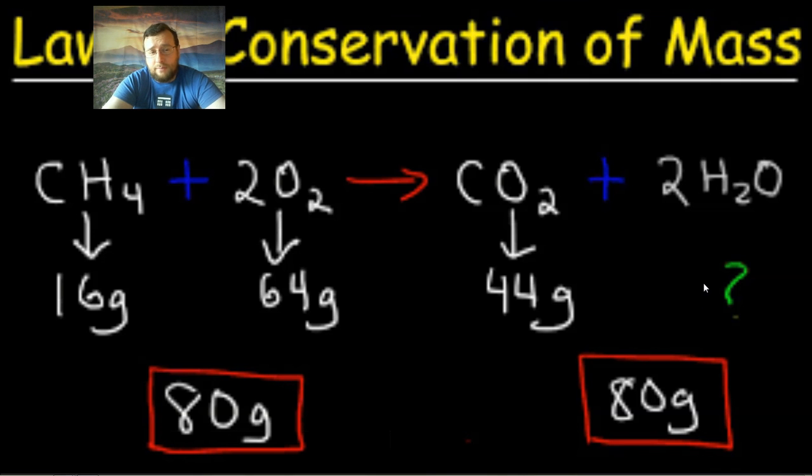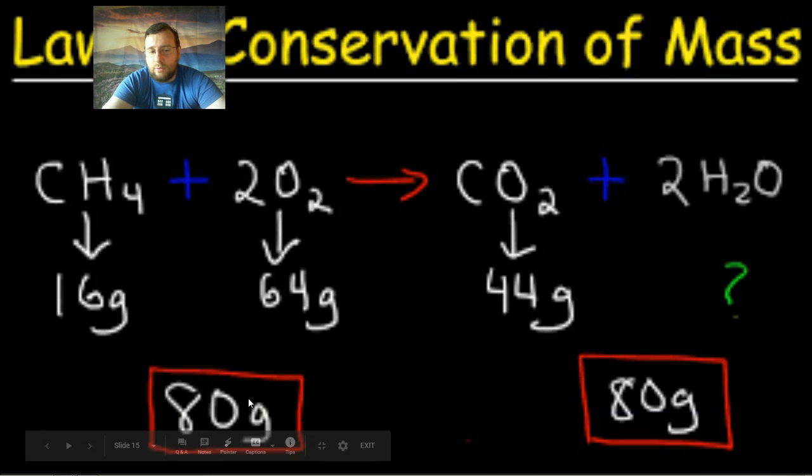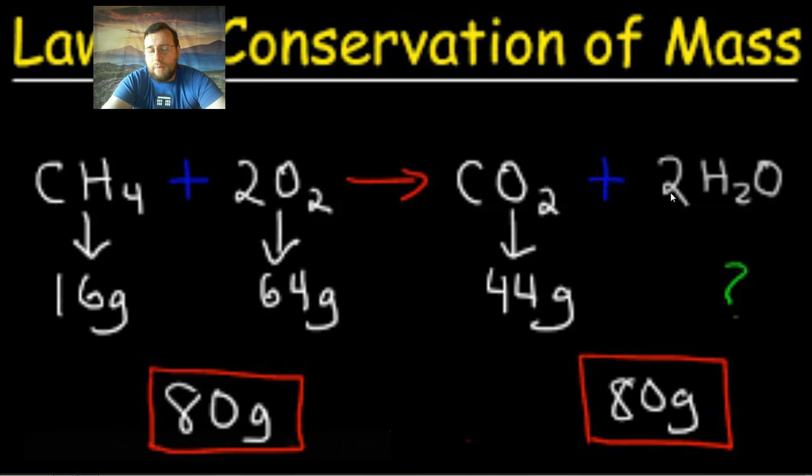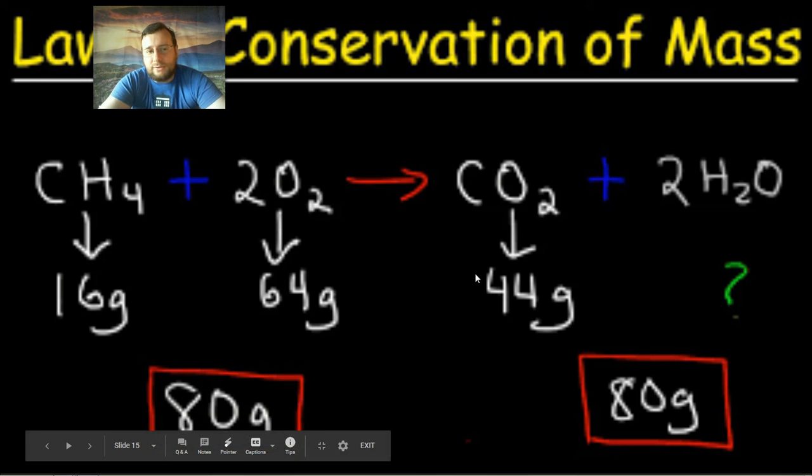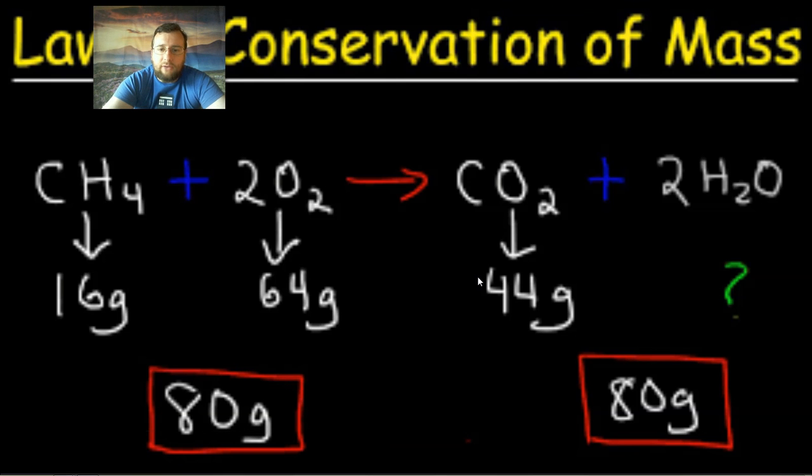So if you have a problem in a test like this, add up the total mass of the reactants if they don't give it to you already. You just add them together and then figure out how much mass must be there. Then figure out the mass of the one you have, and then the other one must be the difference between that total that has to stay the same. All right, and that's pretty much how you do this. And that was conservation of mass.